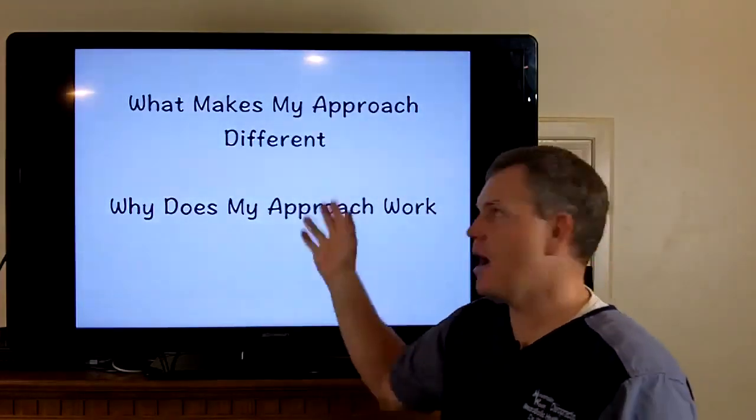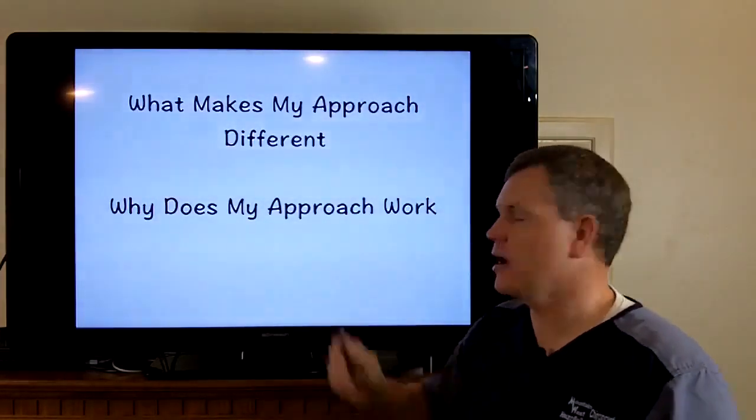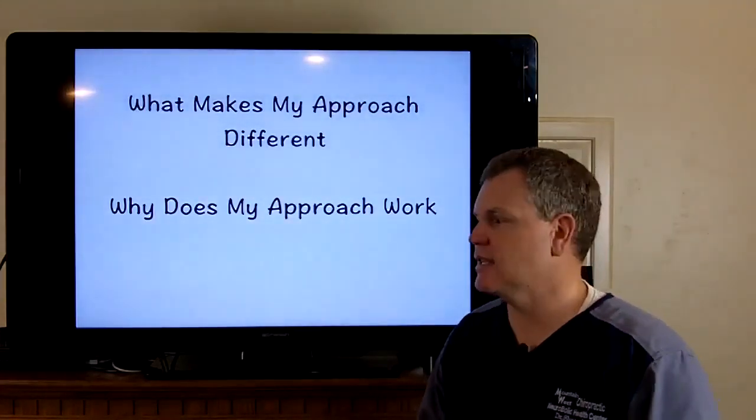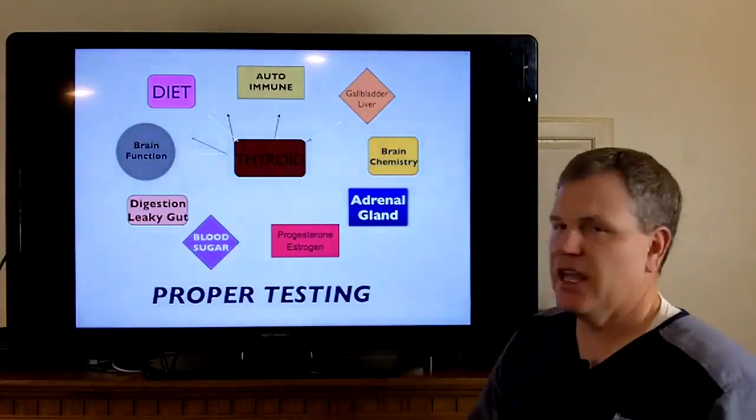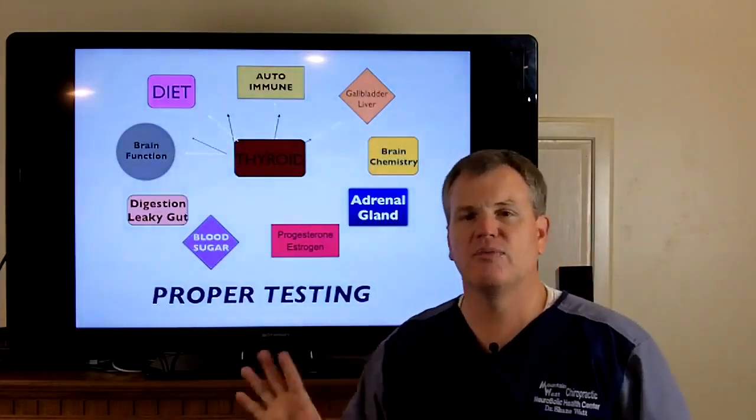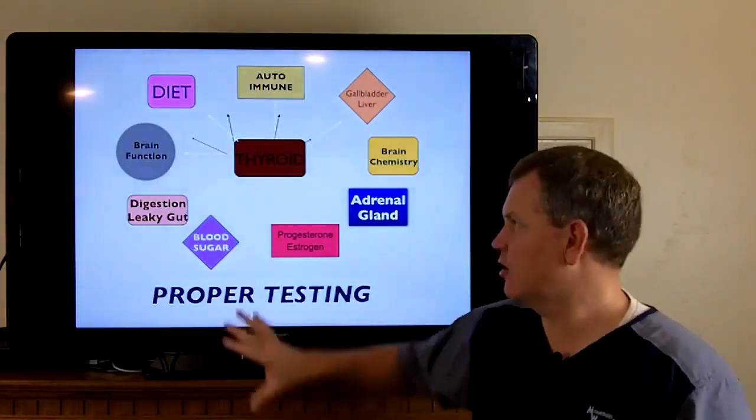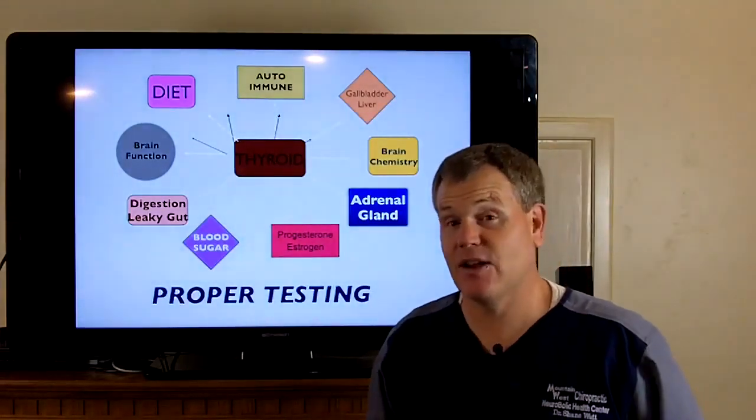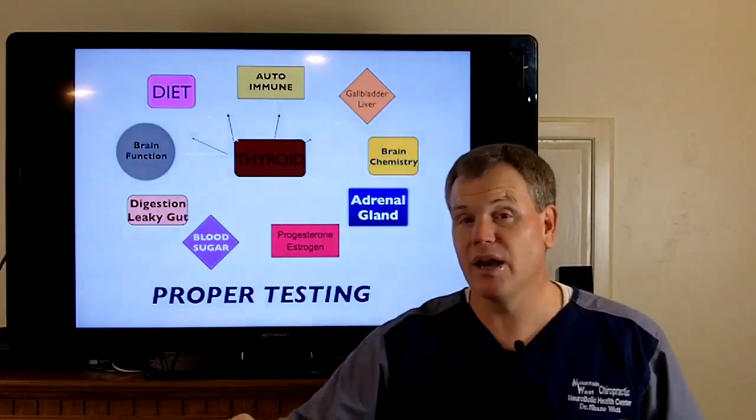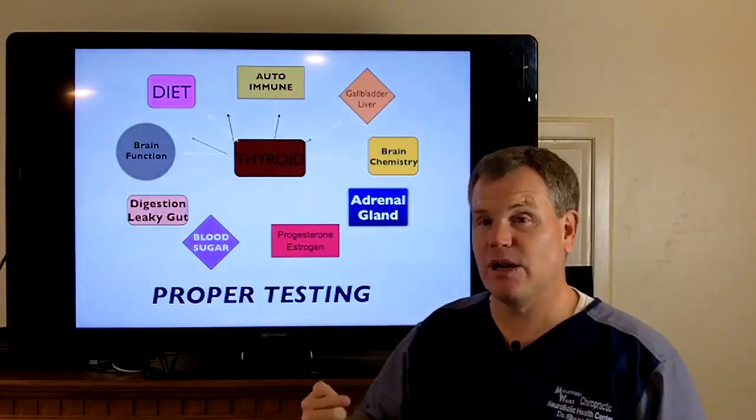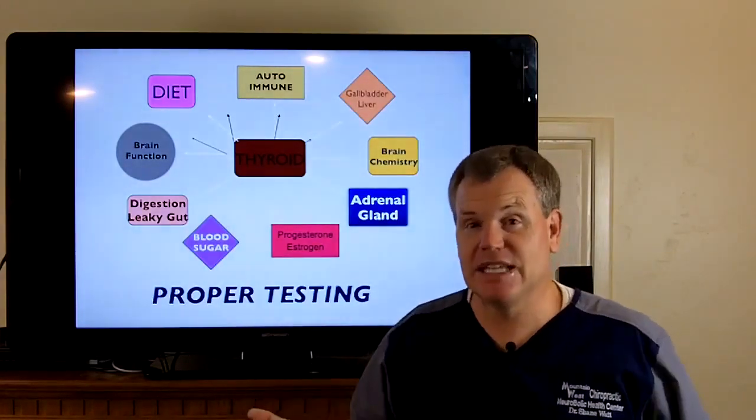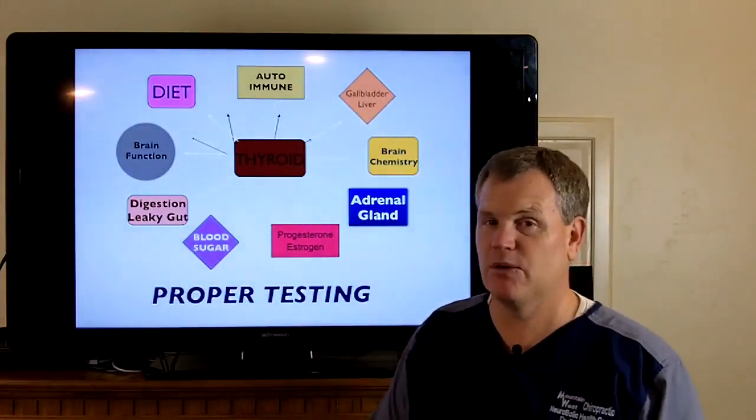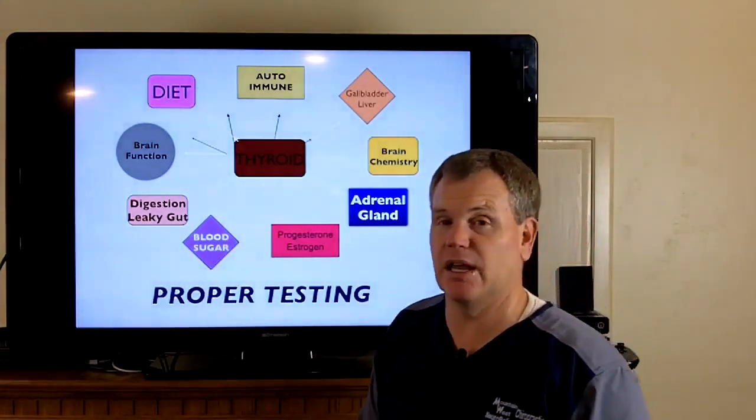So what makes my approach different? And why does my approach work? Well, we are different. We're drastically different. In the medical model that you've been dealing with, your doctor has gone after the thyroid gland. And he really hasn't even gone after the thyroid gland. If you watched part 1, I talked about how they go after the TSH, which is actually a pituitary hormone stimulating the thyroid gland. They really don't go after the thyroid gland.